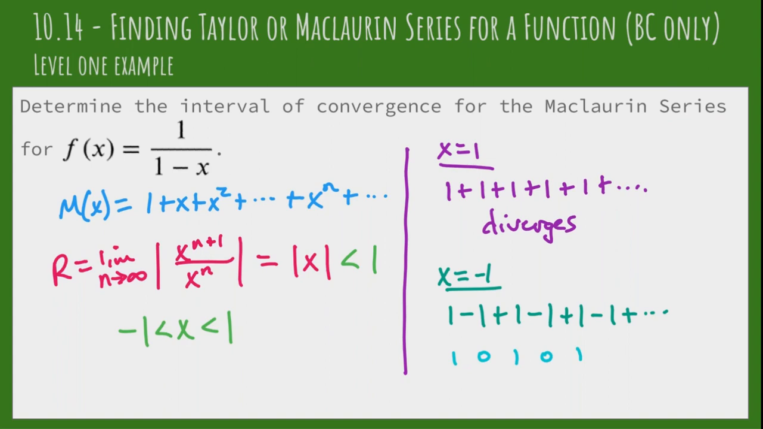So what that means is we don't include either endpoint. And so this Maclaurin series for 1 over 1 minus x only converges for x values between -1 and 1, which is actually the same conclusion we got when we did the same thing looking at this as a geometric series.